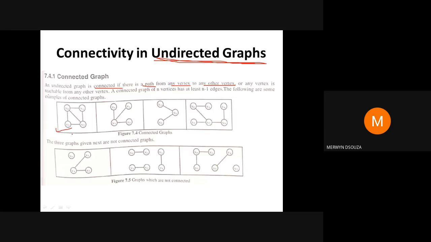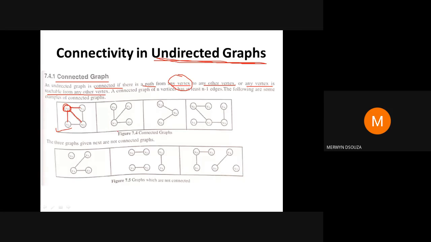So for example, look at this graph here. You take any vertex, this vertex, there should be a path from this vertex to all the other vertices that are present in the graph. You can see there are three other vertices. So there's a path from here to the other vertex here, and there's a vertex here. Similarly, you take any vertex, and from that vertex there should be a path to the other vertices. In other words, any vertex should be reachable from any other. So that is the meaning of a connected graph in undirected graphs.